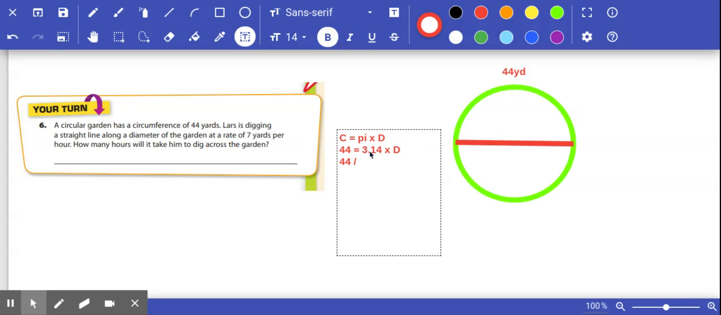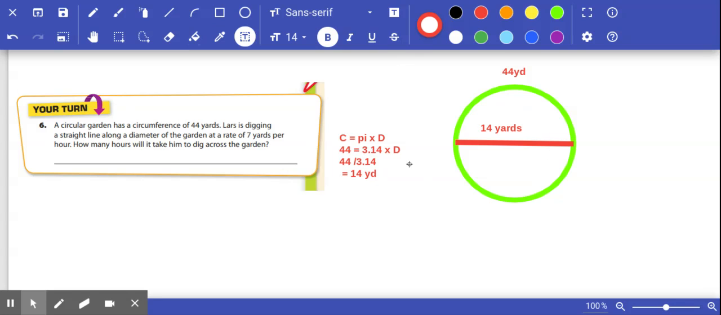44 divided by 3.14. Grab your calculator, it is about equal to 14. We'll round it, and we'll say it is 14. And then what is our unit? That's going to be in yards. So our diameter is approximately 14 yards.